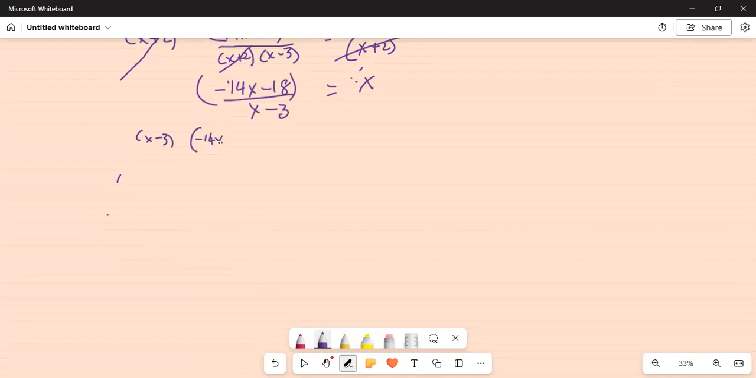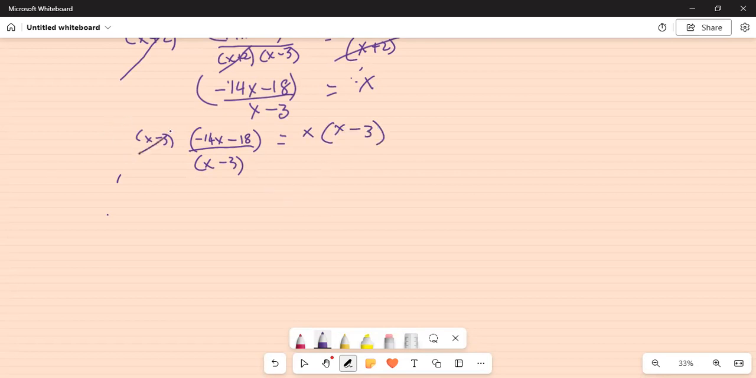Minus 14x minus 18 divided by x minus 3 is equal to x. What you do on the left-hand side, you have to always do on the right-hand side, because x minus 3. Again, please do not quit. I'll give you a helpful tip at the end.